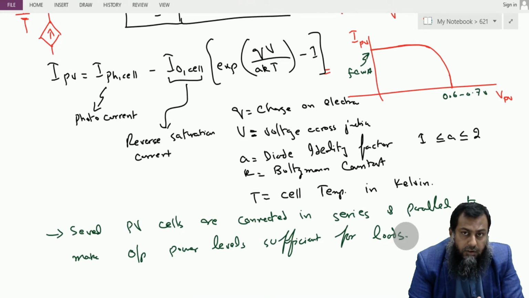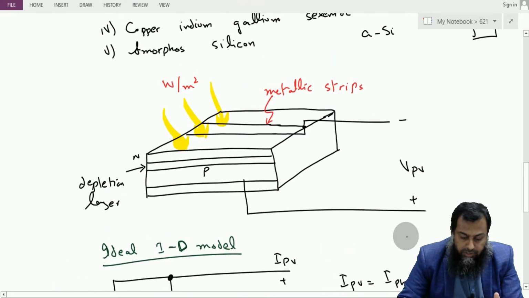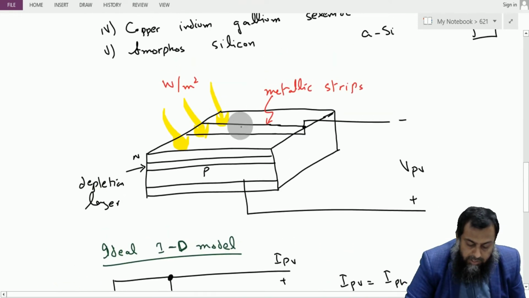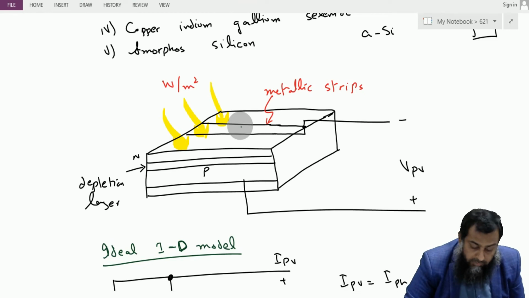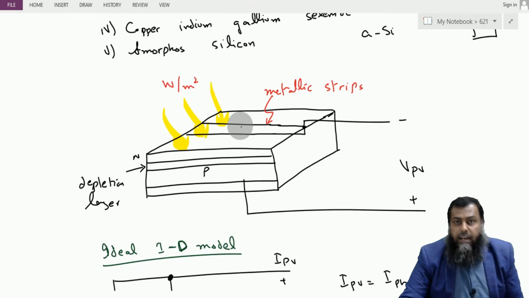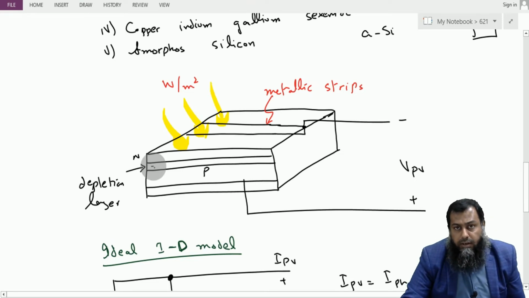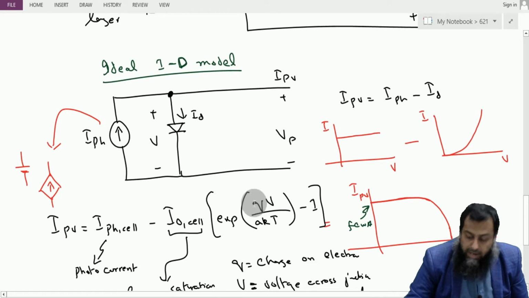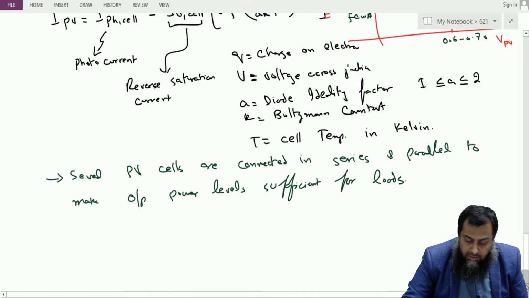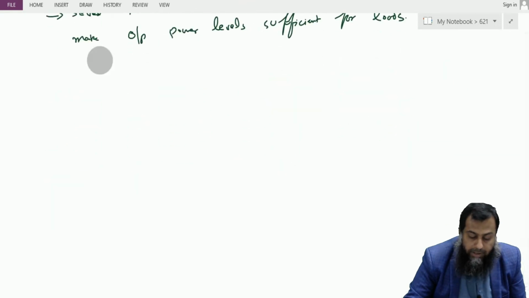So when we combine various kinds of cells, there come the losses which are encountered due to the presence of the metallic grid which I have shown here. So we have the metallic strips available here. These strips have their own resistances. Also, we have some of the losses that are encountered because of the electron hole recombination in this depletion layer. So not all the electrons which are knocked out of their shell by the incident light are used by the load, but there are losses, and those losses must be incorporated in this ideal one diode model, and that leads to the practical one diode model.